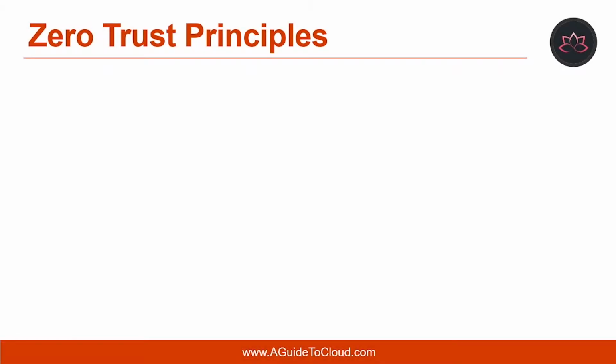So let us begin by understanding the Zero Trust principles. Instead of assuming everything behind the corporate firewall is safe, the Zero Trust model assumes breach and verifies each request as though it originates from an open network. Regardless of where the request originates or what resources it accesses, Zero Trust teaches us to never trust, always verify.